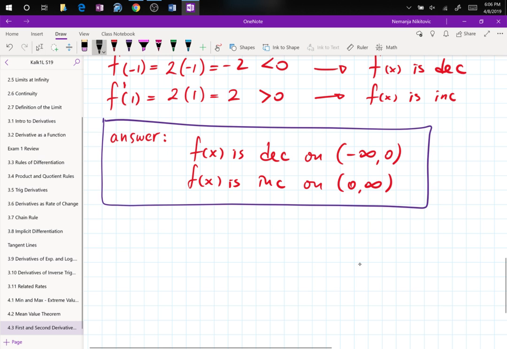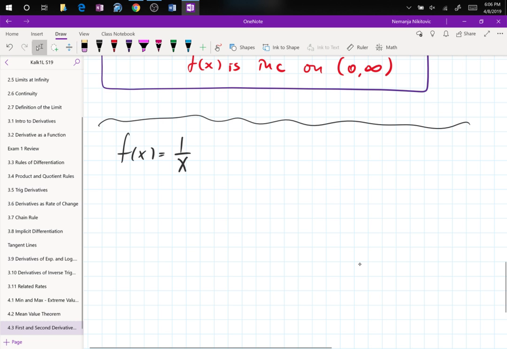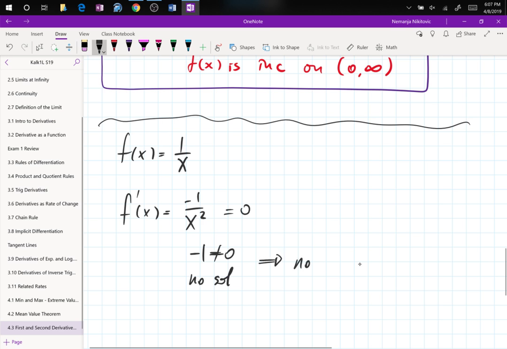One more example before we go into these spicier cases. How about f of x is equal to 1 over x? Same drill. We are going to find the derivative, which is -1 over x squared. We are going to set that equal to 0, and find that -1 is not the same as 0, so no solution. If there is no solution, that means no crit number, which means no crit point, which means no min max.